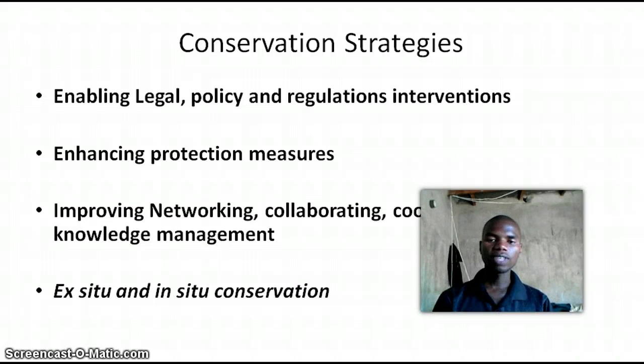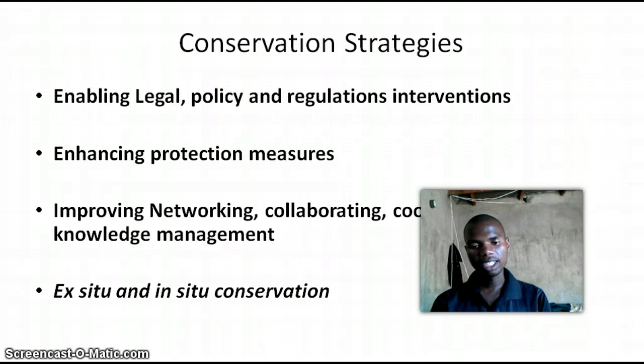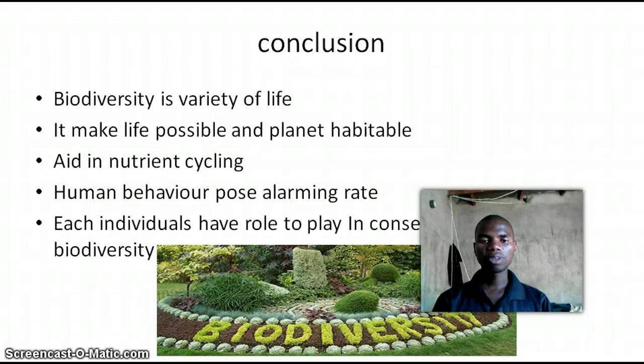And then we've got conservation strategies, enabling legal policy and regulation intervention. So there must be a law. For example, in fishing, there's supposed to be a bag limit. Let's say you can catch 50 fish per day, or only certain fish which are 1 year or older in this area. Then enhancing protection measures, so protect the animals, like ex situ conservation, and then in situ conservation, where the species are protected in their respective environment, and then protected by being taken away from the environment to go to a safer place, like the rhino intervention.